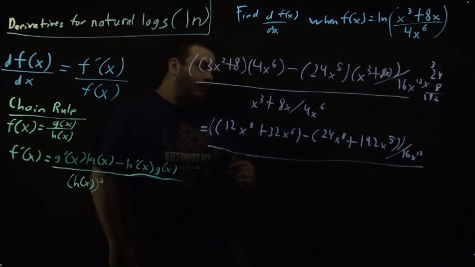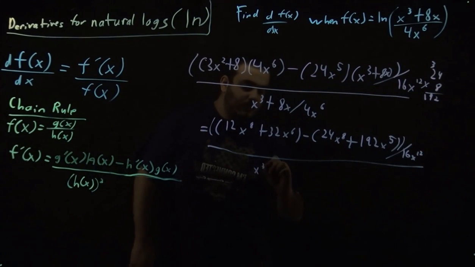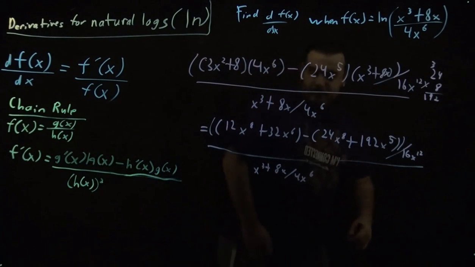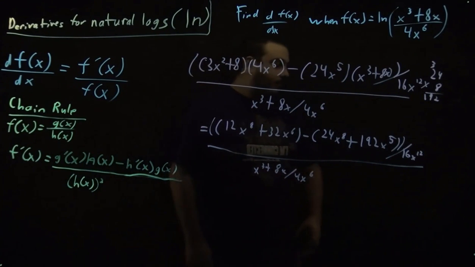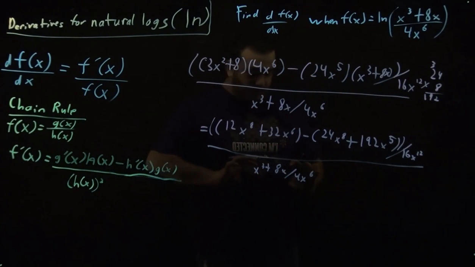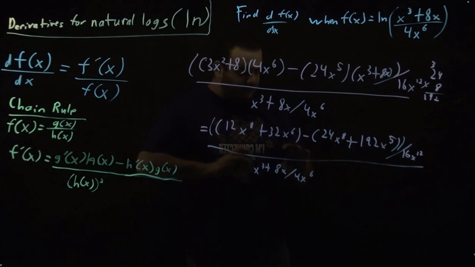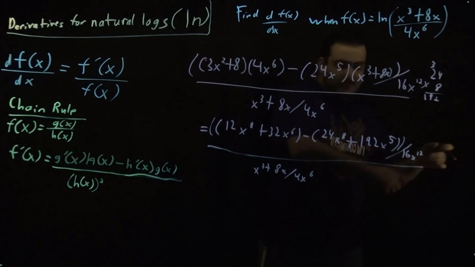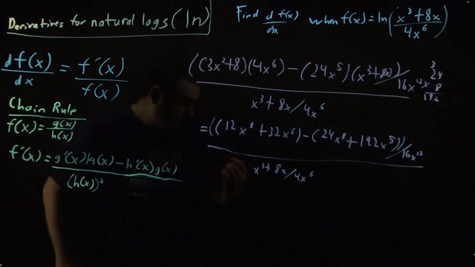And then here's the denominator: x cubed plus 8x divided by 4x to the 6th. Alright, and so from there, what we do is we take this part, because this is dividing by a division, you're going to flip it and switch it, or do the reciprocal.